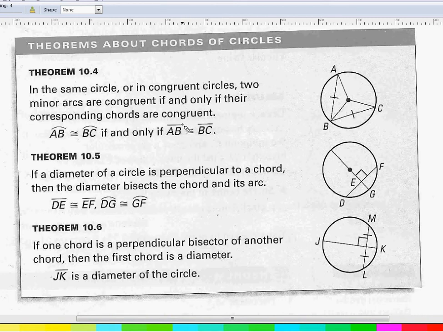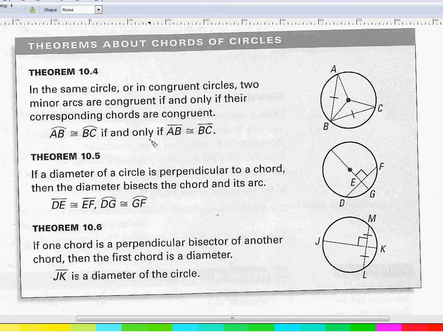Theorem 10.4 states that in the same circle or in congruent circles, two minor arcs are congruent if and only if their corresponding chords are congruent. So in other words, if we take a look at this diagram here, the minor arc AB is congruent to minor arc BC, this is AB, and this is BC. They are congruent only if line segment AB is congruent to line segment BC.